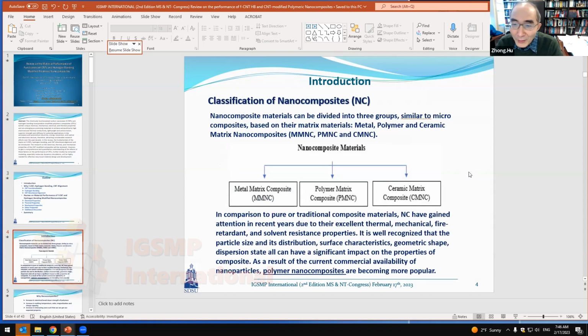So first, as we know, nanocomposites are similar to regular composite material. So we have basically three different categories. For example, according to the matrix, you have a metal matrix, polymer matrix, and a ceramic matrix. So they can form different names of nanocomposite material.